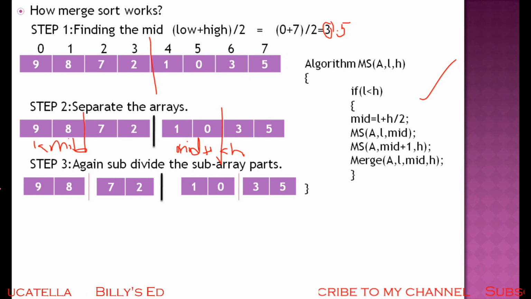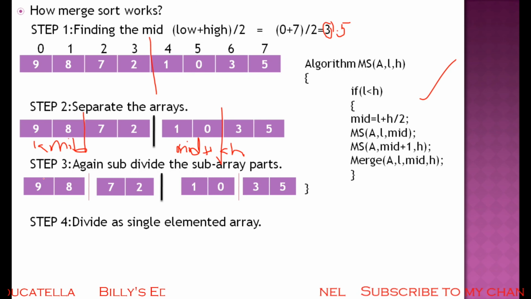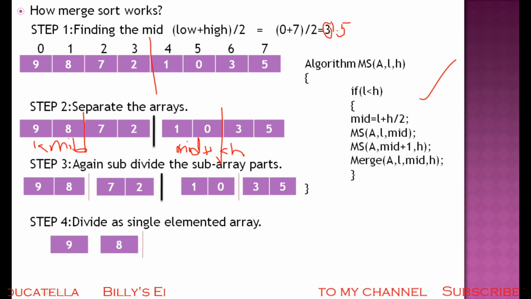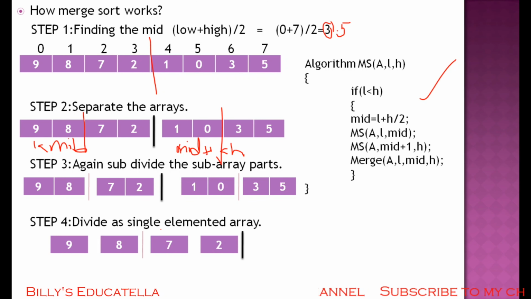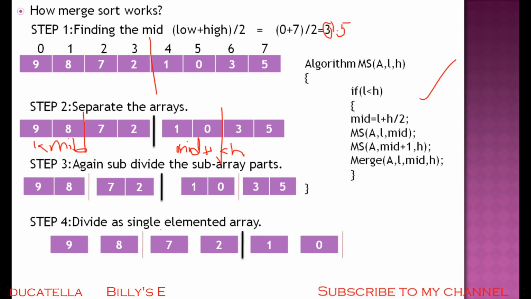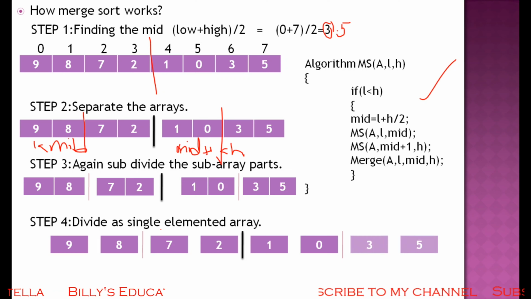Next, again we have to subdivide these arrays until the array consists of only a single element. Divide into single elements in the array. Here 9 as a single element, 8 as a single element, next 7 single element, 2 single element, 1 single element, 0 single element, 3 single element, 5 single element.